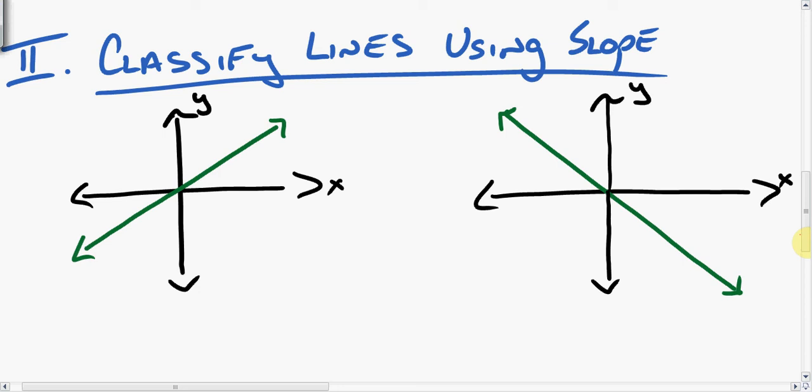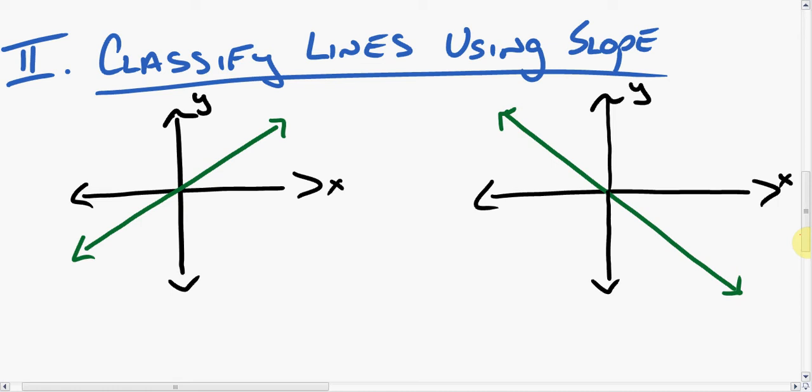This is section 2.2, part 2, and we are going to classify lines using slope. So what does it mean to classify lines? When you classify a line, basically you're going to say whether it rises, falls, it's horizontal, or it's vertical. That's going to be the classification of the line. And you will be able to do that just by looking at the slope, not even graphing it.